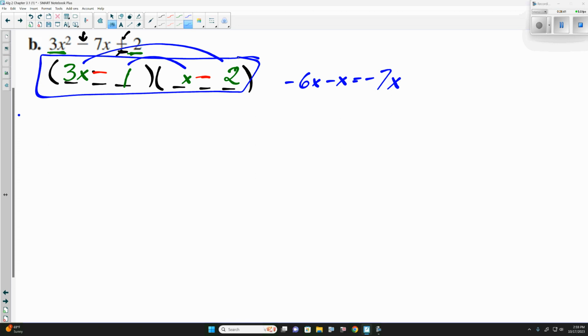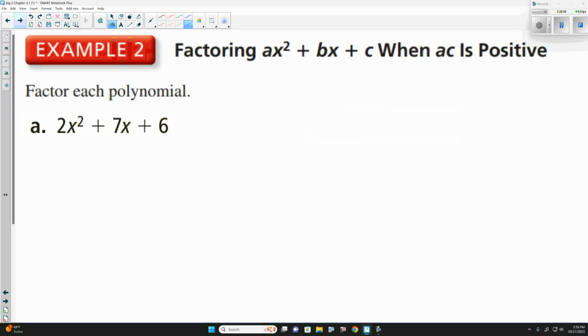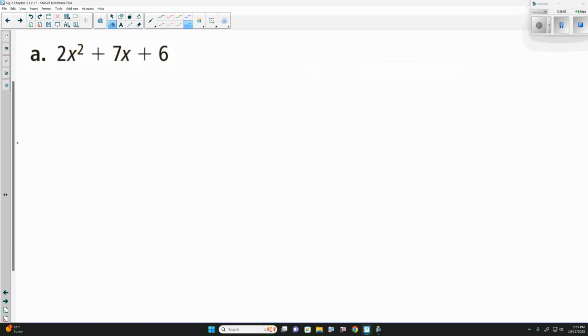Questions on this here? Questions on anything we've done so far? Let's look at this one here. This will be the last one we look at today. We will finish this note sheet tomorrow.